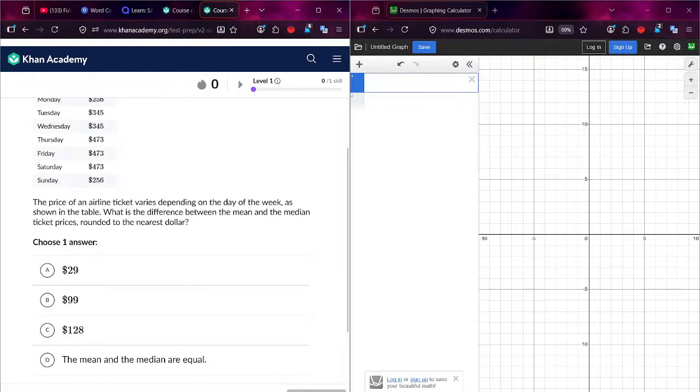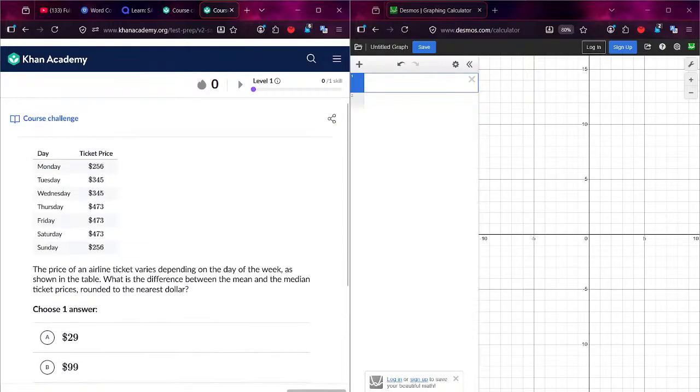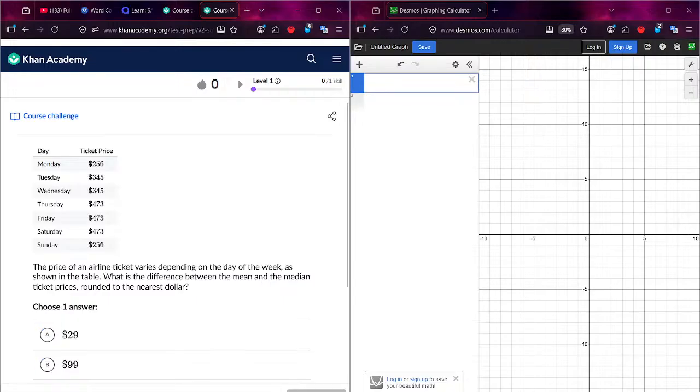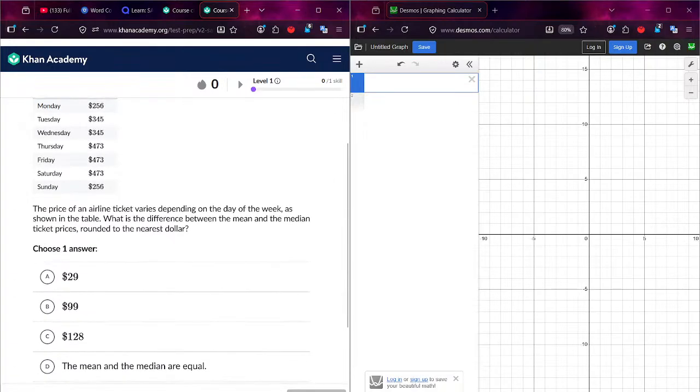Alright, so we're going to do 5 of these Khan Academy problems, and then I'm going to stop for the day, because we're getting close to wrapping up. So I'm just going to do this and then wrap it up.